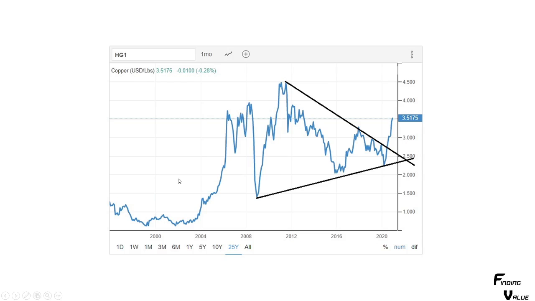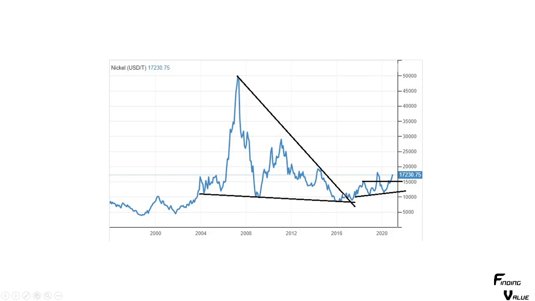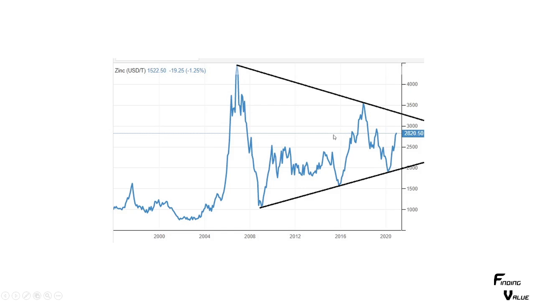Now let's look at copper. Copper broke to the upside. More confluence of information. What about tin? Tin's breaking out to the upside right now. More confluence. Nickel already broke to the upside, and it's starting to move higher. Here we go, more confluence. Zinc, it's in its pattern, heading higher.